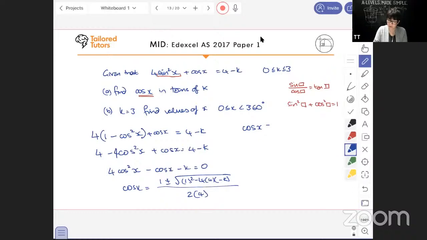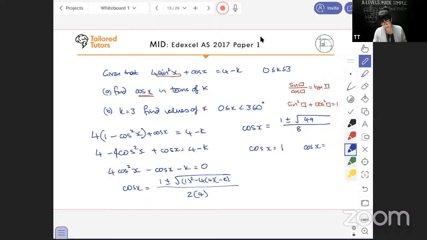So we know that the solutions to this equation, we don't need to go right back to the beginning and put k as 3. We know that the solutions look like this. So all we need to do is go there and sub in the k as 3. So it's going to be 1 plus or minus the square root of something. 1 plus 16 times 3, 49, 7, okay, over 8. So cos x equals 1 plus 7 is 8 over 8 is 1. Oh, that's nice, cos x is 1.